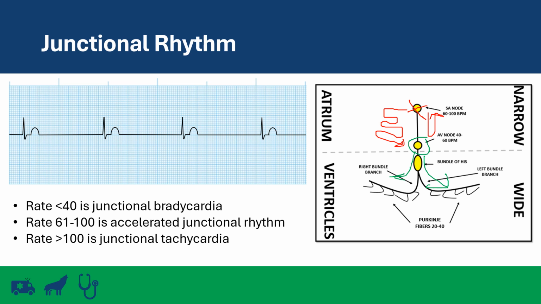Now there are a few rate rules for a junctional rhythm. If you have a rate of less than 40, it is considered junctional bradycardia. If you have a rate of 60 to 100, it's considered accelerated junctional rhythm. And then if you have a rate that is greater than 100, you have what is considered junctional tach.